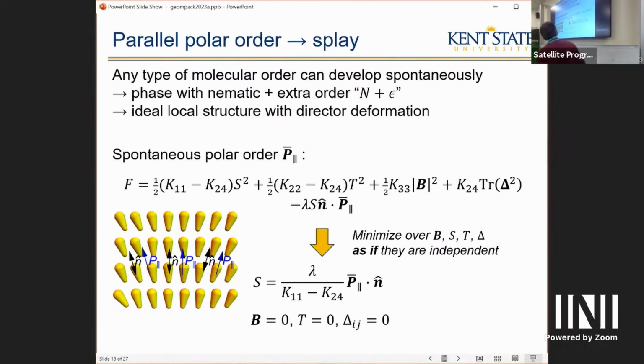Likewise for splay. If you have these pear-shaped molecules, in the typical uniaxial nematic phase, half are pointing up, half are pointing down, but maybe that becomes unbalanced for some reason. And so you get this population difference that would couple to a splay and create this kind of a variation. So the optimum state would have non-zero splay, zero everything else.